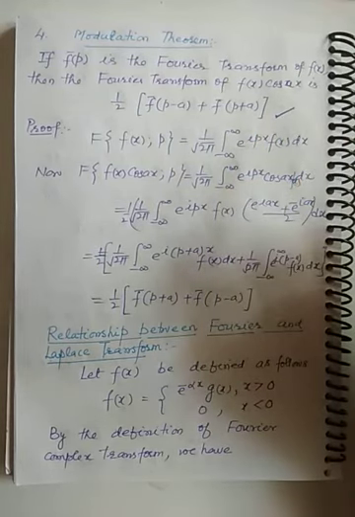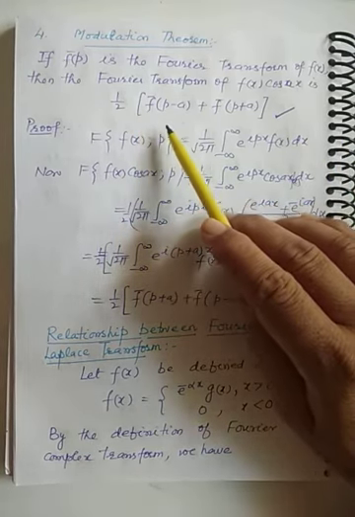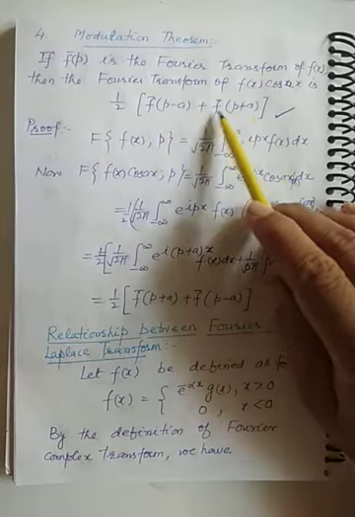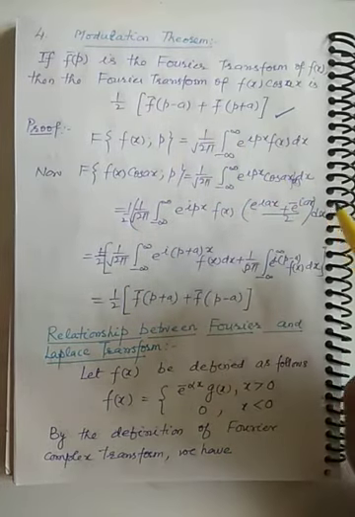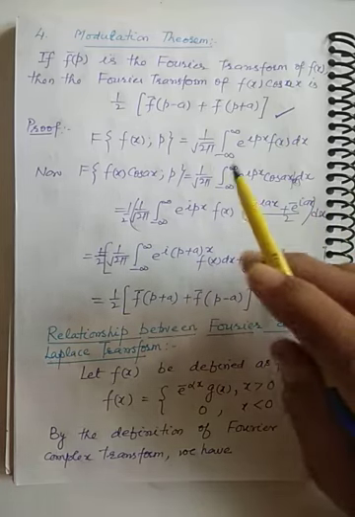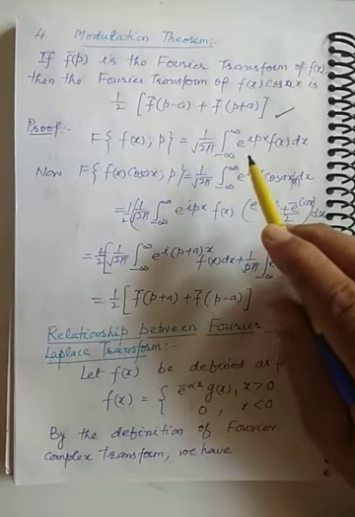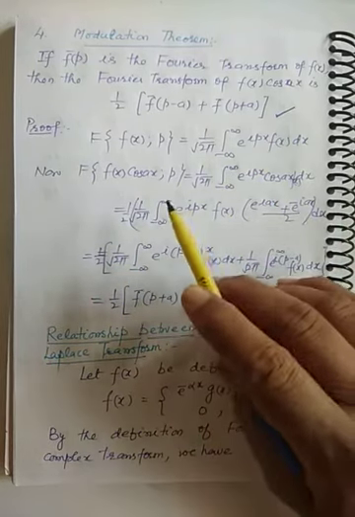If we take the Fourier sine transform instead of the Fourier transform, then this will become 1 by 2 [Fs bar (p minus a) plus Fs bar (p plus a)]. When we take the Fourier cosine transform instead of the Fourier transform, then it will become 1 by 2 [Fc bar (p minus a) plus Fc bar (p plus a)].